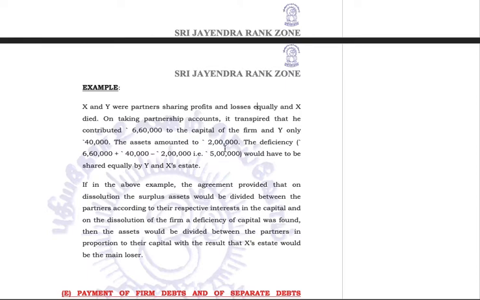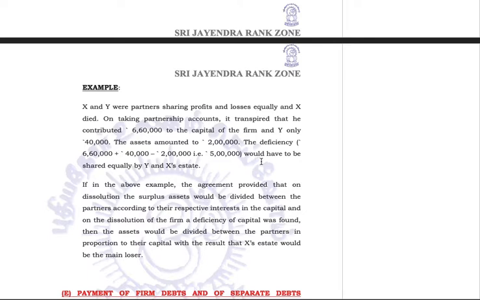The assets amounted to 2 lakh. Okay, now the assets of the firm is 2 lakh rupees. The deficiency, that is 7 lakh minus 2 lakh, is 5 lakh. So if you sell, the firm will give you 2 lakh rupees only. But the firm has to pay how much? Firm has to pay 7 lakh rupees to X and Y, because X paid 6 lakh 60,000 to the firm and Y paid 40,000. That means they both paid 7 lakh rupees to the firm, and the firm has an asset of 2 lakh rupees, and the firm has to now pay 5 lakh rupees back.